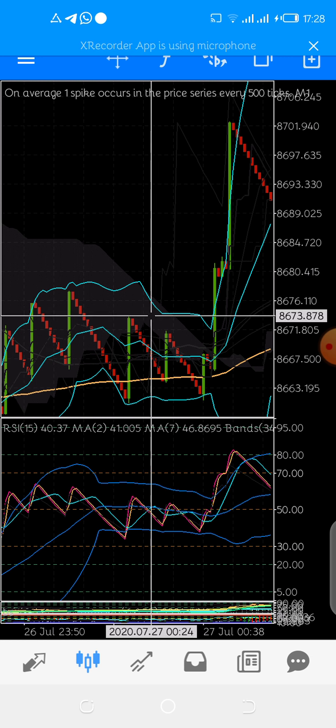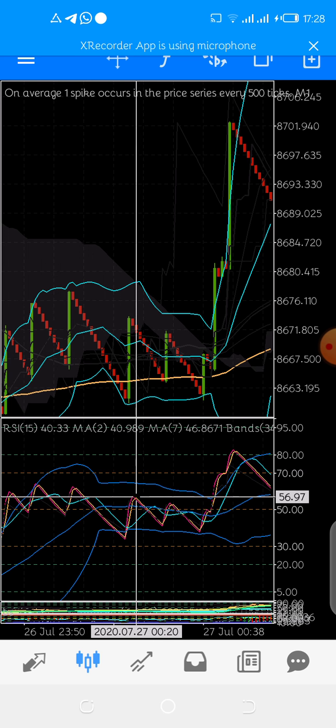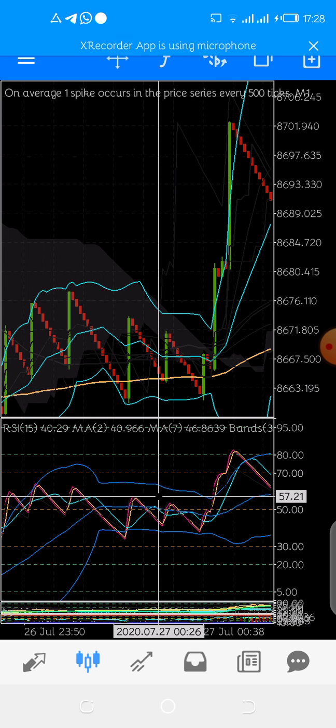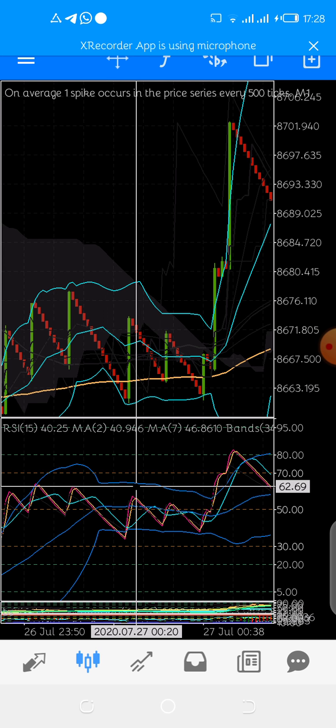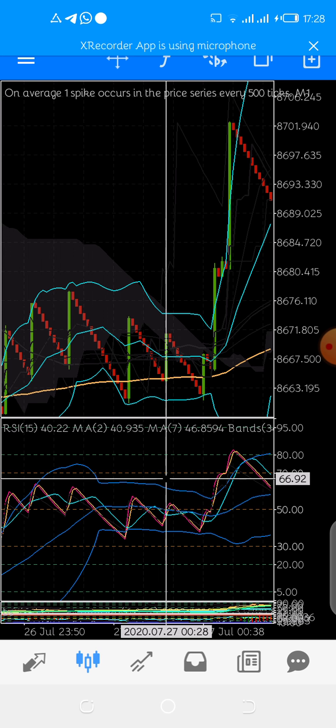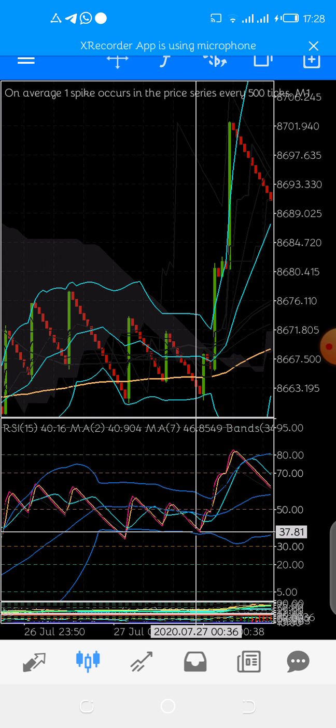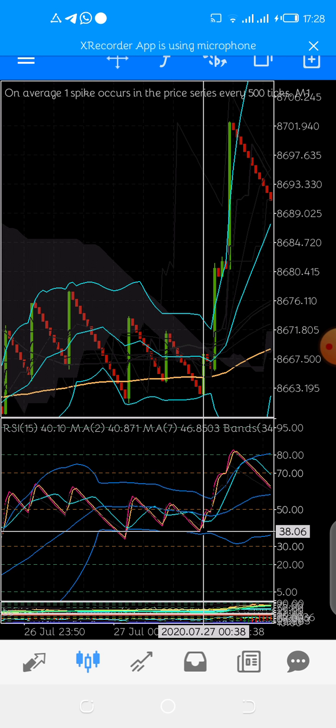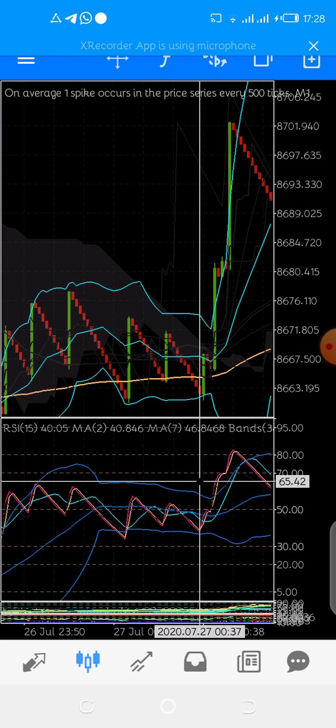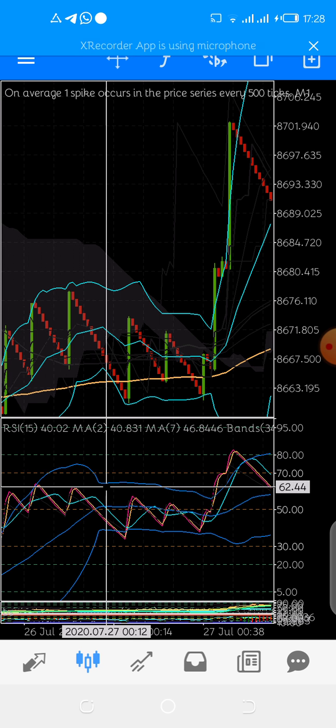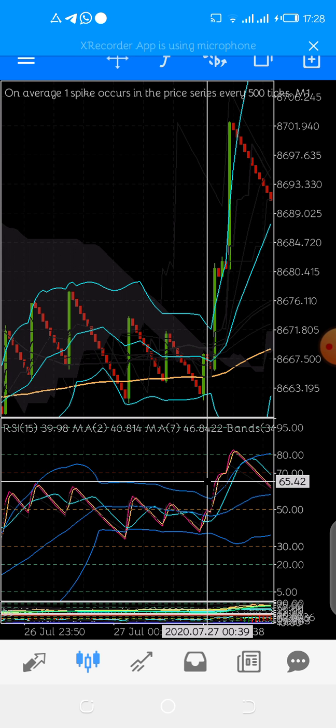So none of this setup touched the upper Bollinger Band. So there was no buy, there was no sell position, but there was a buy position here. Did you see this here? And it went on a spike. It was from this point here to this point here.